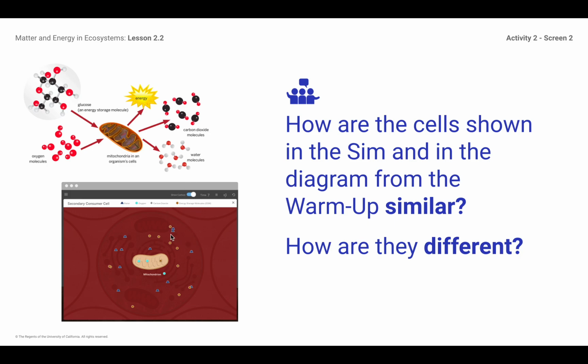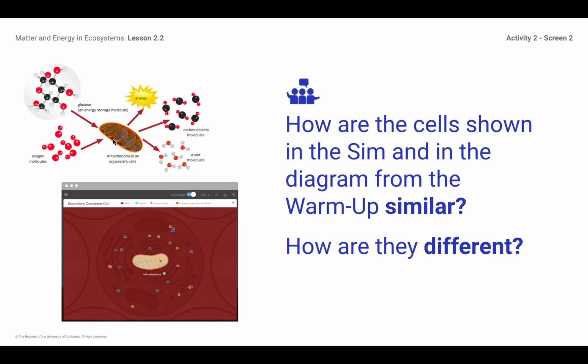How are the cells shown in the sim and in the diagram similar, and how are they different? Well, if we take a look at the sim, obviously the cell here, this is the cell. If you kind of look at it, it's this round circle right here. And we've got this little structure, organelle, called the mitochondria. And what's taking place in the mitochondria is cellular respiration, and it's moving. The parts are moving. And so the great thing about that is it really helps you understand and model the process and how things go in and out. So we see what the mitochondria takes in and what the mitochondria gives off. That's really easy for us to see.